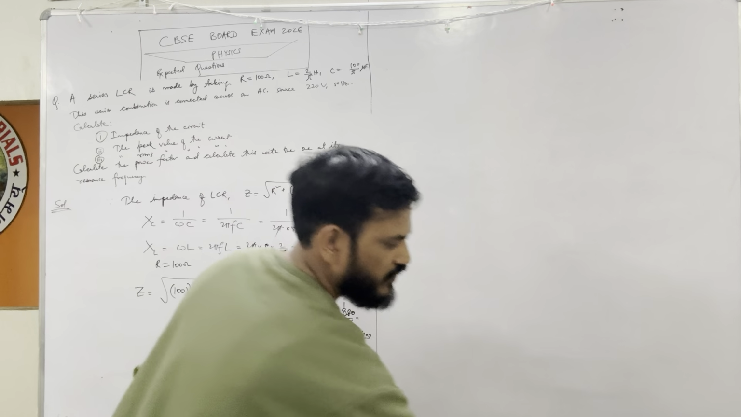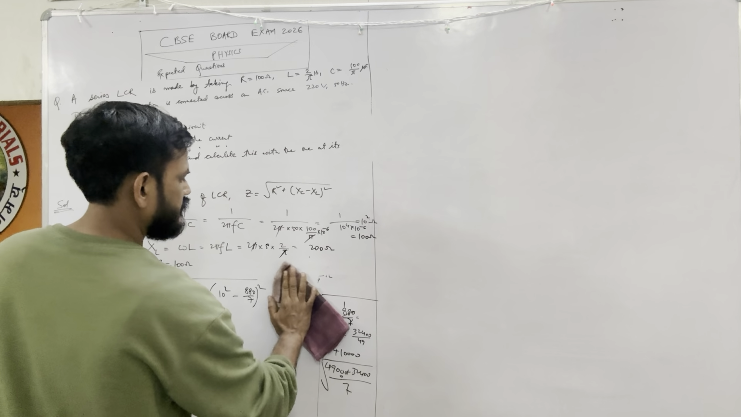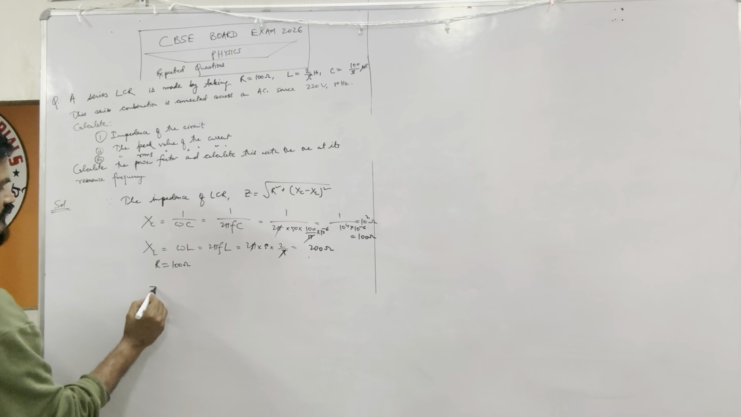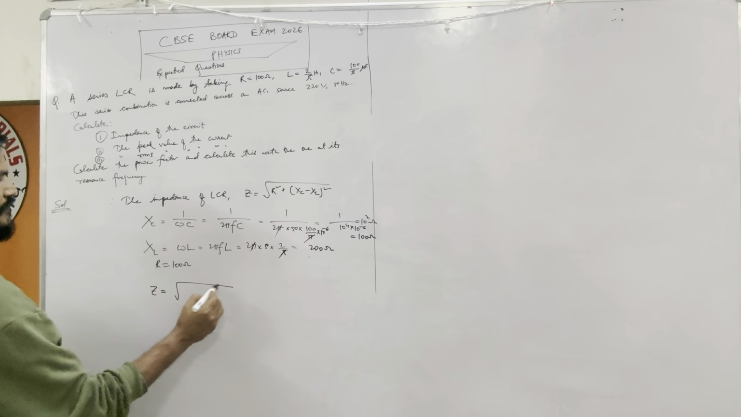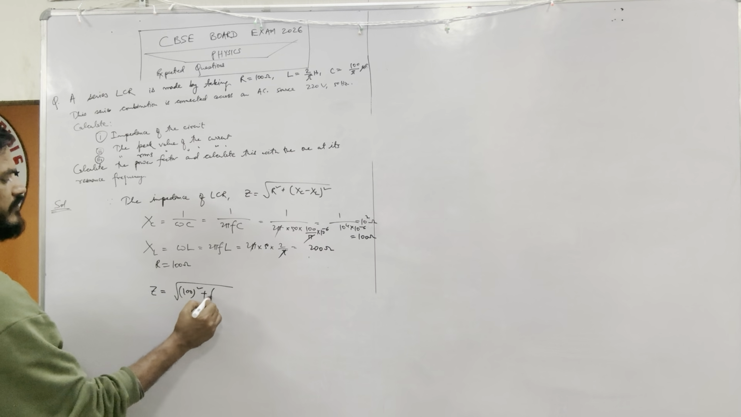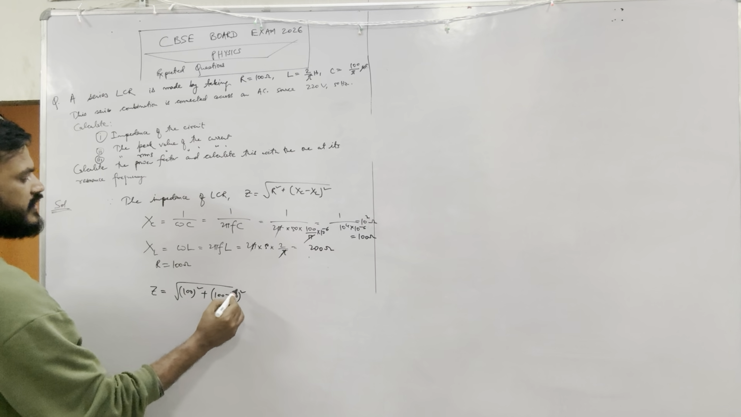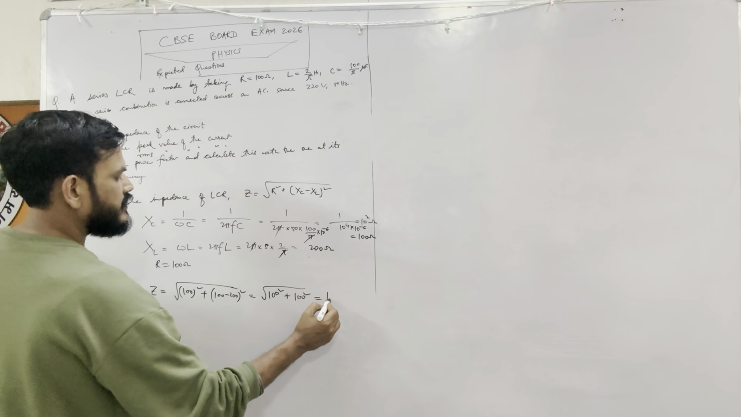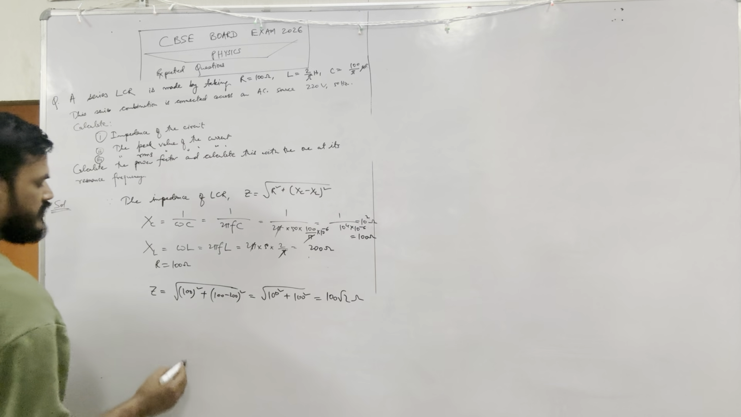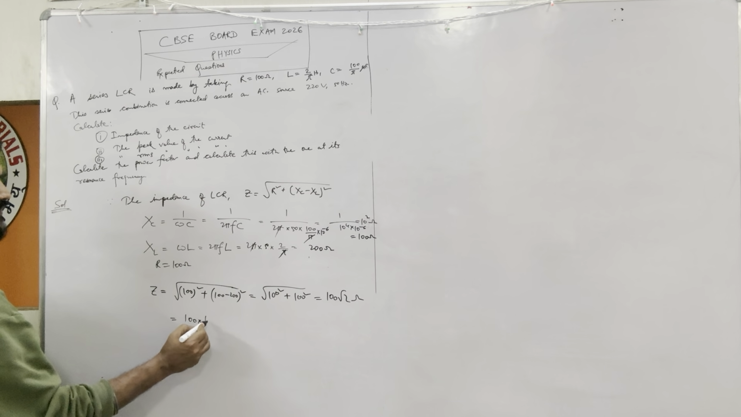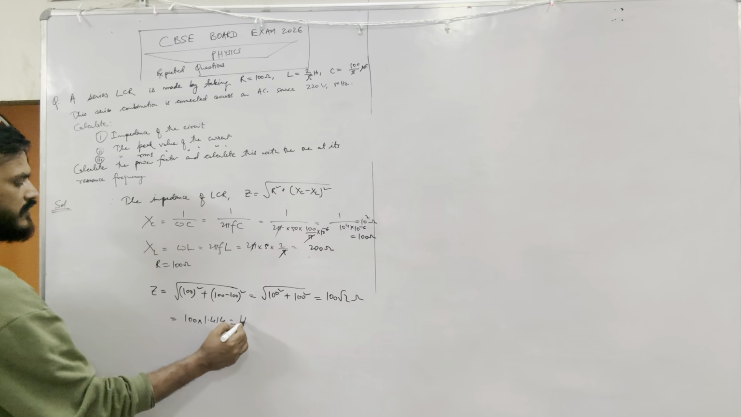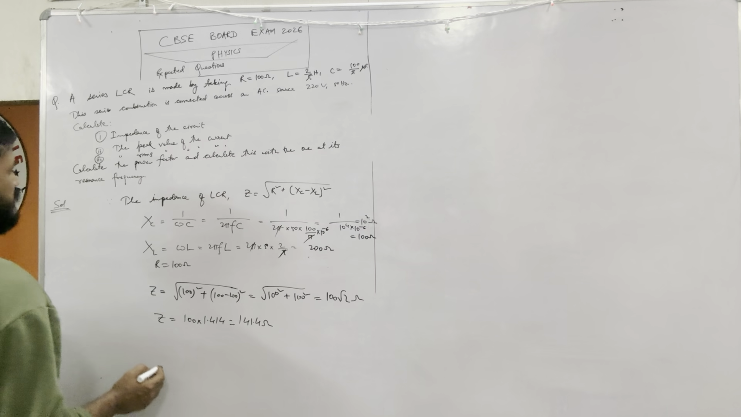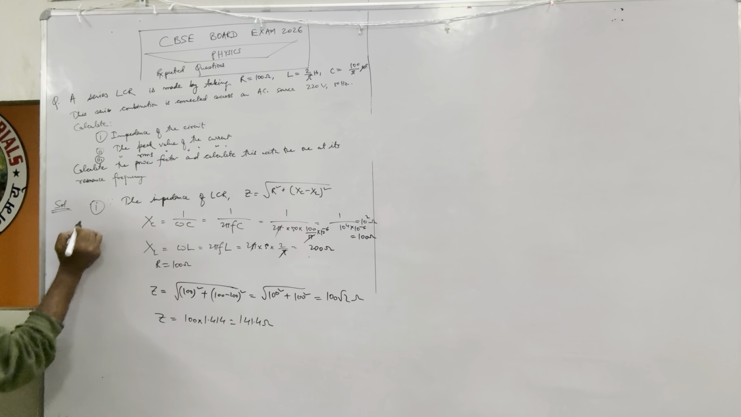So the new value of impedance, now the thing gets simplified. The value of Z now is root of 100 square plus (100 minus 200) whole square, which is 100 square plus 100 square, 100 root 2 ohms, which is 100 into, what is value of root 2? 141.4 ohm. So this is the value of impedance. So this is the first part of your answer.